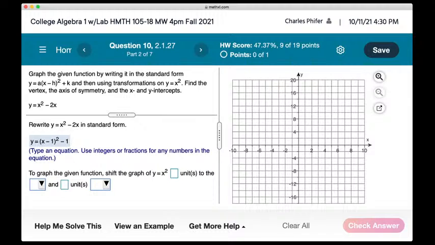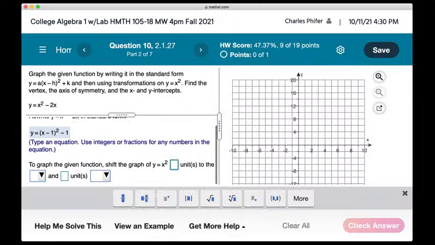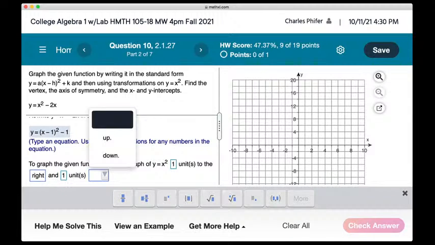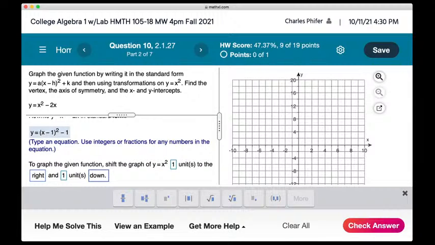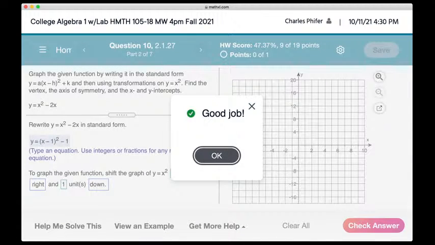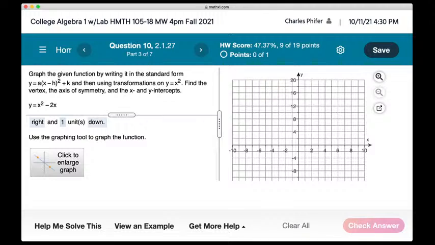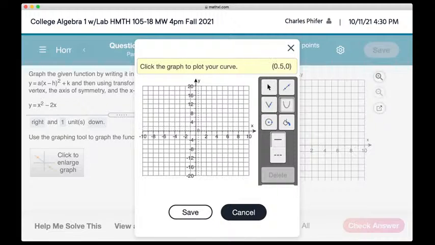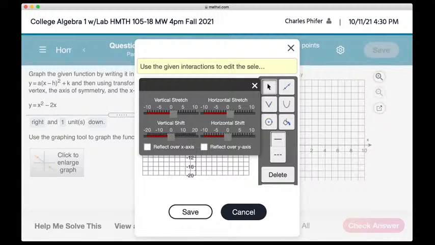To graph the given function, shift this graph 1 unit to the right, and then 1 unit down. So that's from chapter 1, transformations. So then we have a U-shaped graph. I'm just going to click on the origin. Then we list out the transformations.